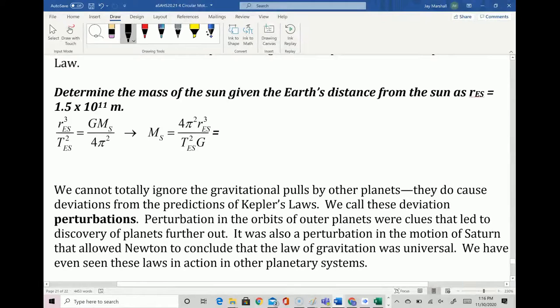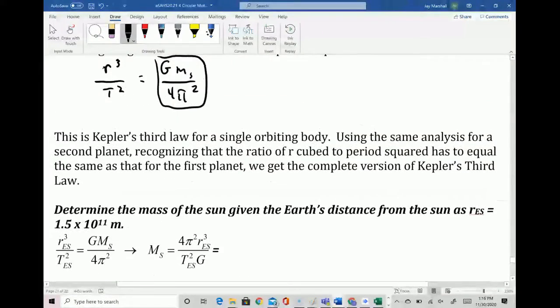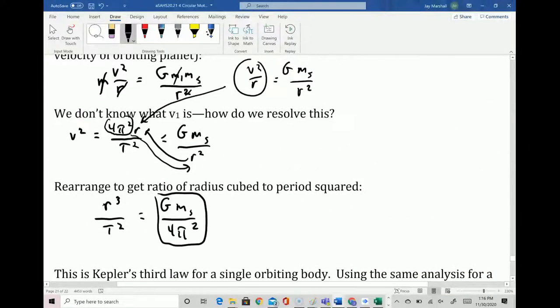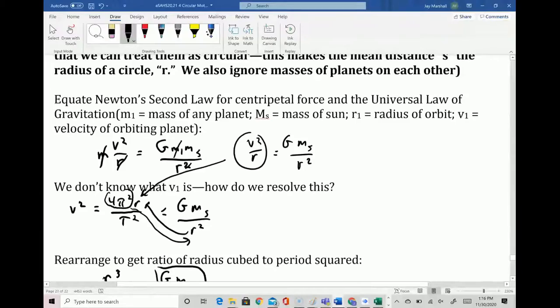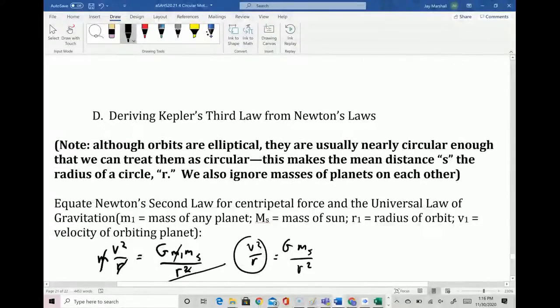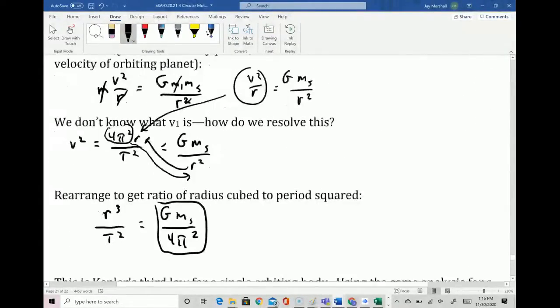Okay, and then we can do some cool things like figuring out what the mass of the sun is. So determine the mass of the sun given the Earth's distance from the sun as 1.5 times 10 to the 11th meters. Was that what we said it was before? We were a little more specific before, weren't we? We said 1446.9, something like that.